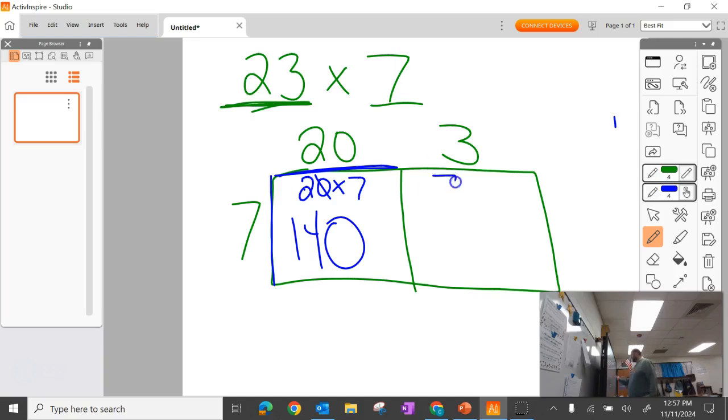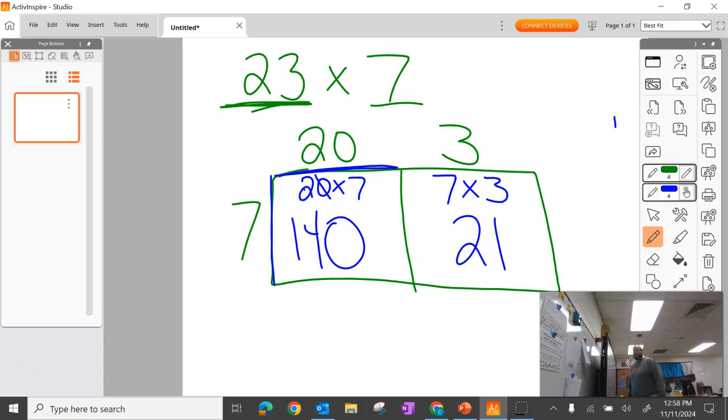And then we come over here. This box is going to be 7 times 3, or 3 times 7, however you want to look at it. And 7 times 3 is 21. There are no zeros chopped, so we're not adding any zeros there. Now, here's the part I was talking about where students always slip up.